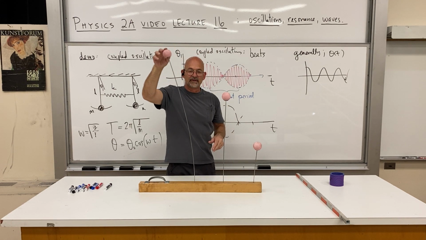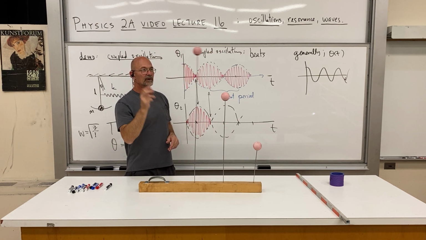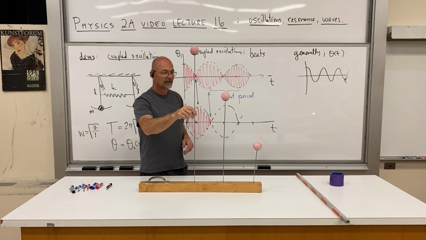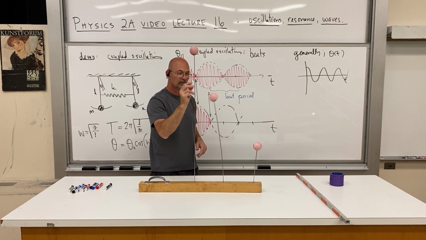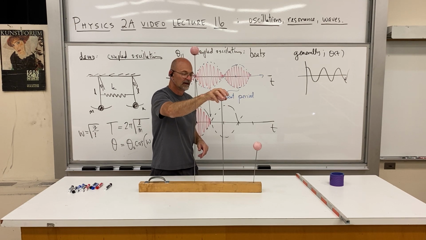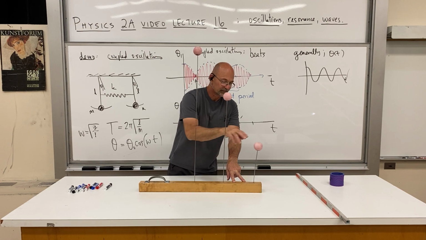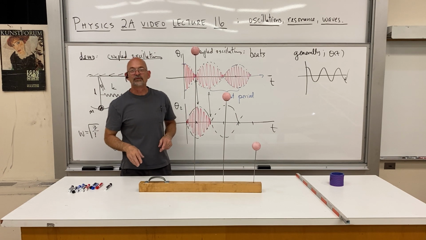And you can count out the period or the frequency. 1, 2, 3, 4. Okay. This one here is going to be a little more rapid. 1, 2, 3, 4, 5, 6. Okay. And this one here, I'm not going to bother trying, but you can see it's much more rapid. So each of these has what we call its natural frequency.